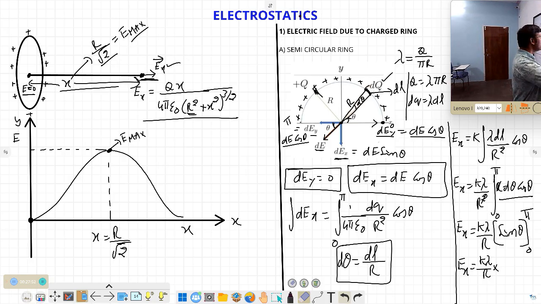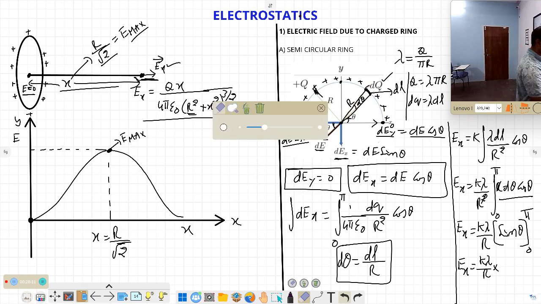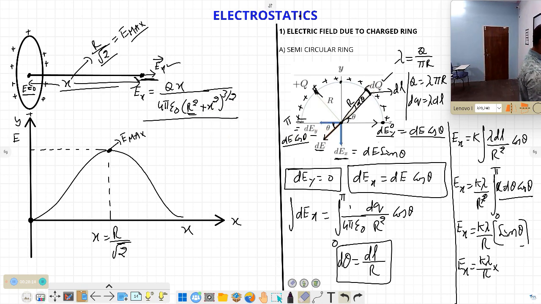That's why what you do is calculate from 0 up to half of that, and you will get the same thing. If you choose the elementary portion on this side, that is minus theta. If you choose it on this side, that becomes plus theta. So you change the limits, not 0 to pi, but from minus pi by 2 to plus pi by 2. With minus pi by 2 to plus pi by 2, sin 90 becomes 1, that becomes 2. So you will get k lambda by R into 2.